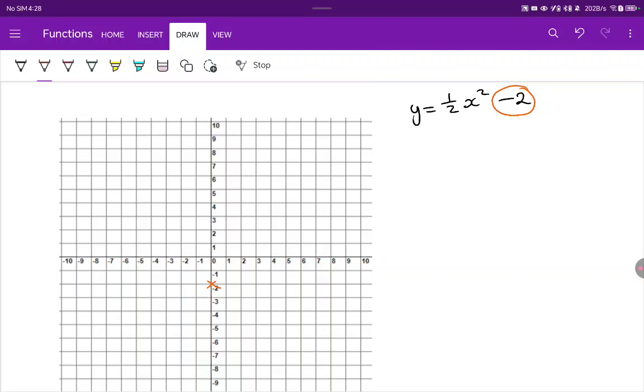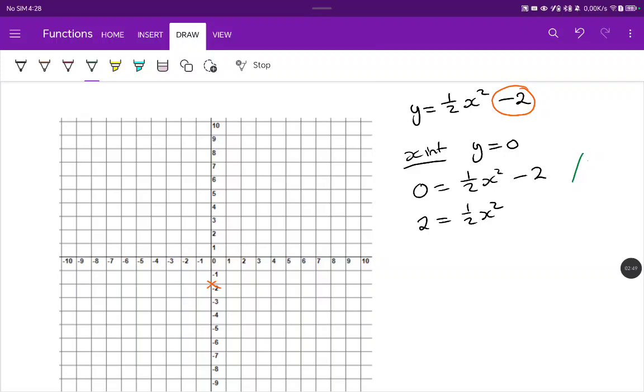Instead, what I'm going to do is I'm going to identify my x-intercepts. So to do this, I'm going to say x-intercept means y equals 0. 0 equals a half x squared minus 2. If I take the 2 over, means that 2 equals a half x squared. We said plus 2. Now I want to get rid of the half. So I'm going to multiply by 2 on both sides. X squared is equal to 4.